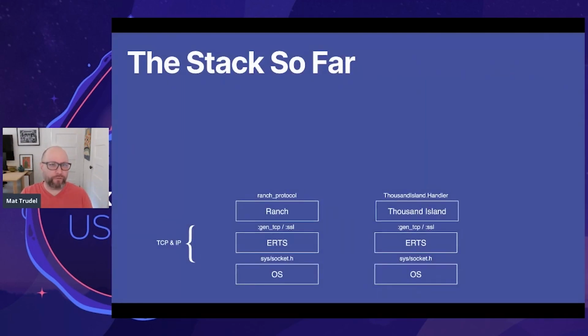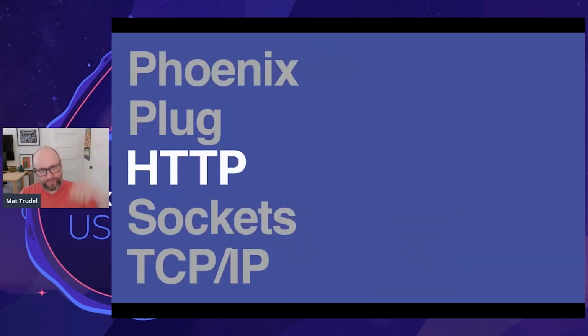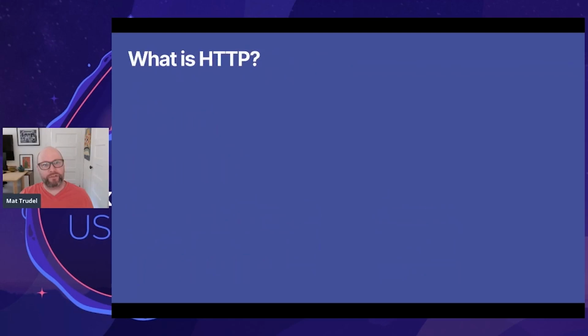So this is what the stack looks like so far. On the left-hand side, we've got the Gen TCP interface we saw before with Ranch layered on top, and Ranch exposing the Ranch protocol up to higher level applications. On the right-hand side, we have Thousand Island layered on top of Gen TCP, exposing the Thousand Island.handler interface up to higher level applications. So we're going to move up the stack now and talk a little bit about HTTP.